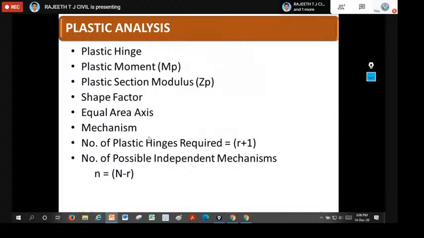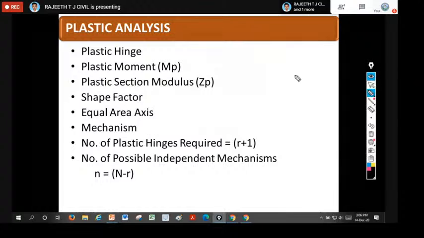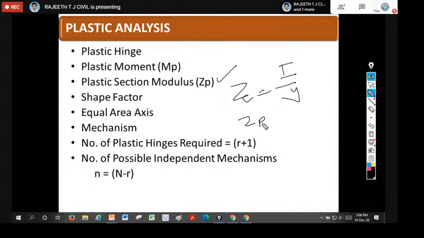Next is plastic moment. The moment at the time of the plastic hinge formation we call the plastic moment, that is Mp. Till now you have seen the elastic section modulus, Z equal to I by Y. Whereas the plastic section modulus we should calculate according to the code. The plastic section modulus divides the area into two equal parts, that is A by 2 into the corresponding central distances, which we take for all the elements. That is your Zp.